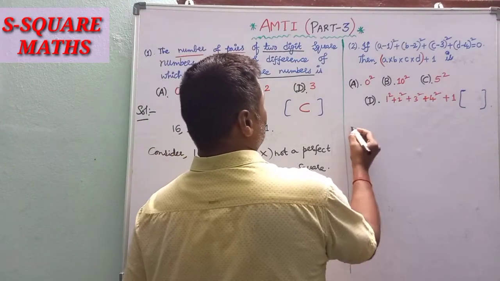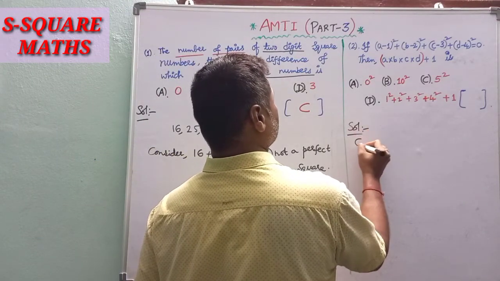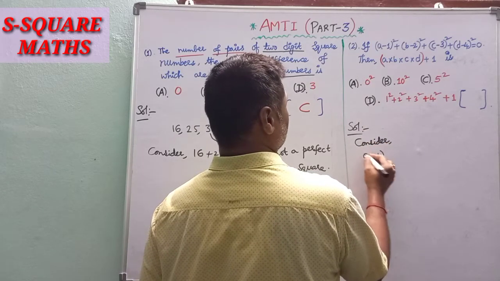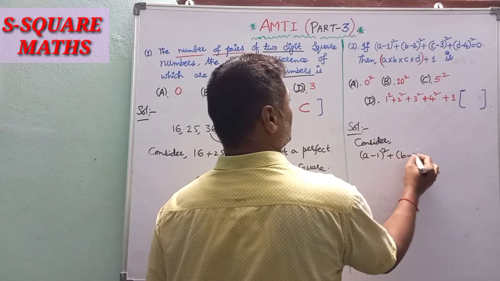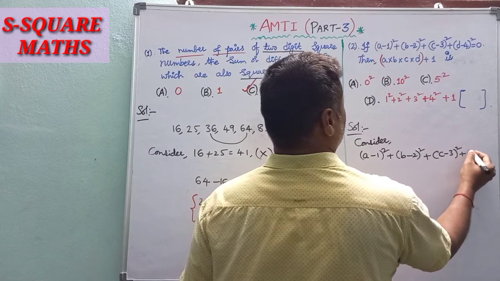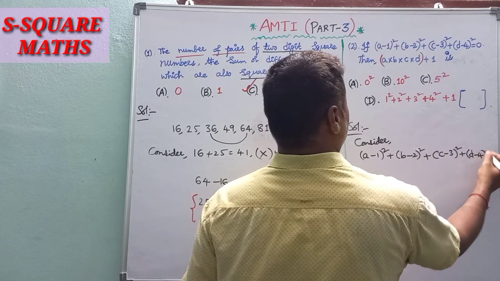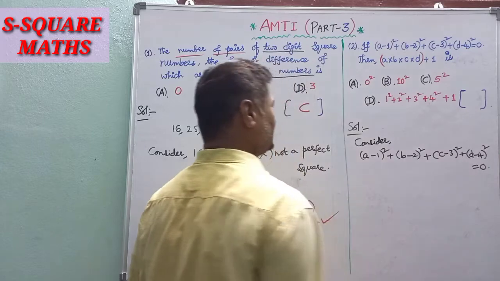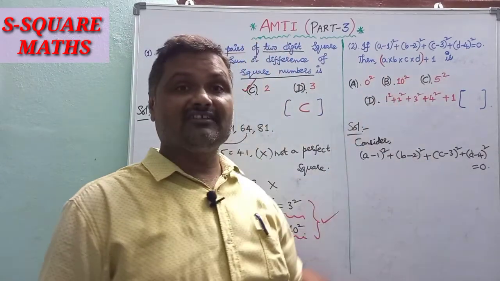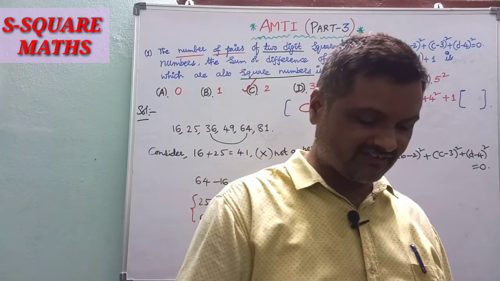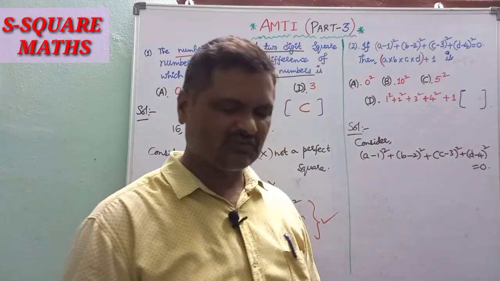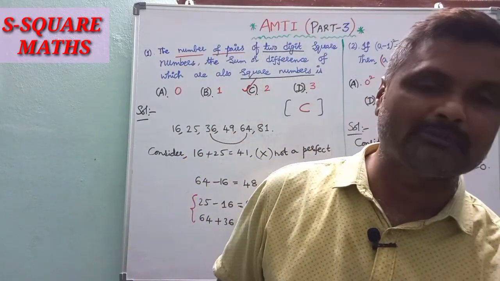So now solution for this, consider what is given. (a minus 1) whole square plus (b minus 2) whole square plus (c minus 3) whole square plus (d minus 4) whole square is equal to 0. This is given. Then you have to find the value of this one. So from this condition you should get the values of a, b, c, d, 4 different values, then their product plus 1. So how to get it? It's a very easy problem, don't panic.